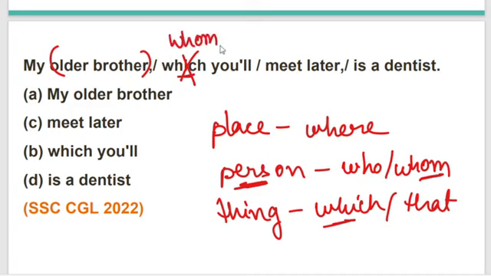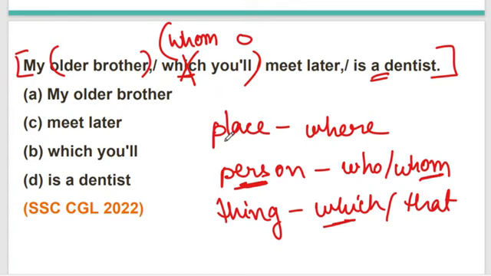So my brother is a dentist. He's a normal person. So my older brother, whom you will meet later, is a dentist. So here, whom you will meet is the object and the subject is my older brother, who is a dentist. I hope the sentence is clear to you. A little different type of sentence, but the logic is actually getting repeated.